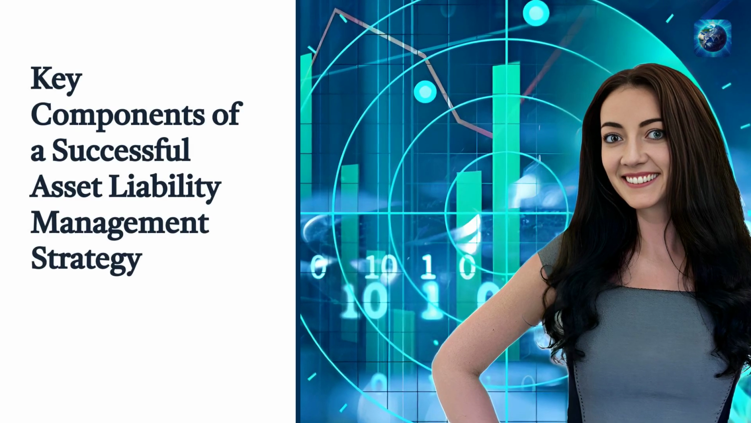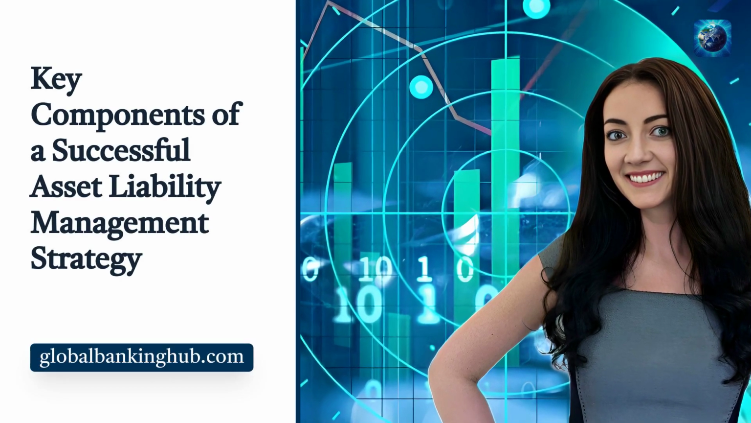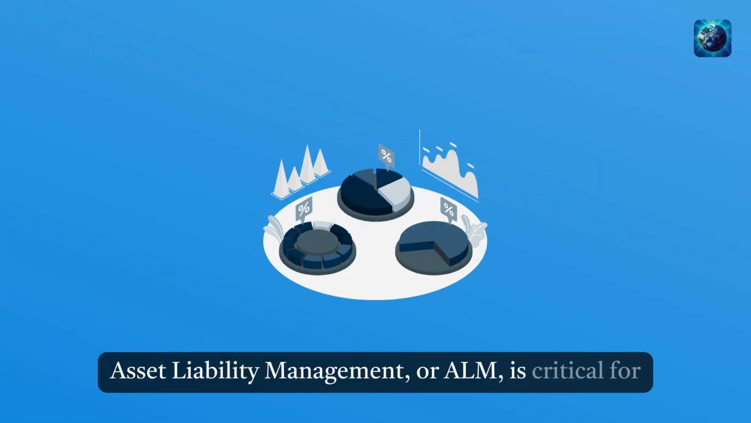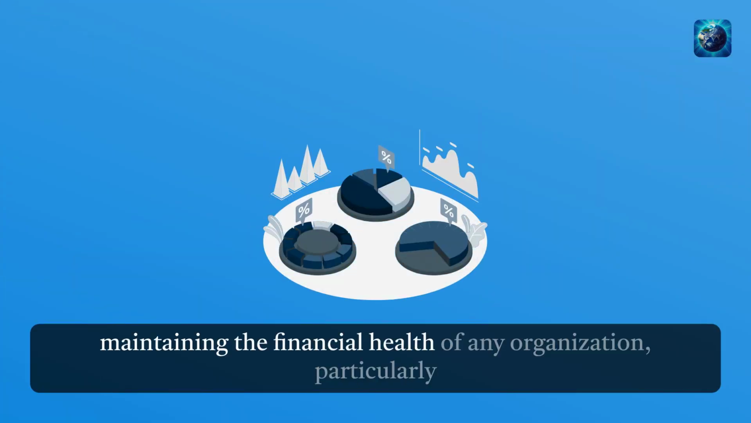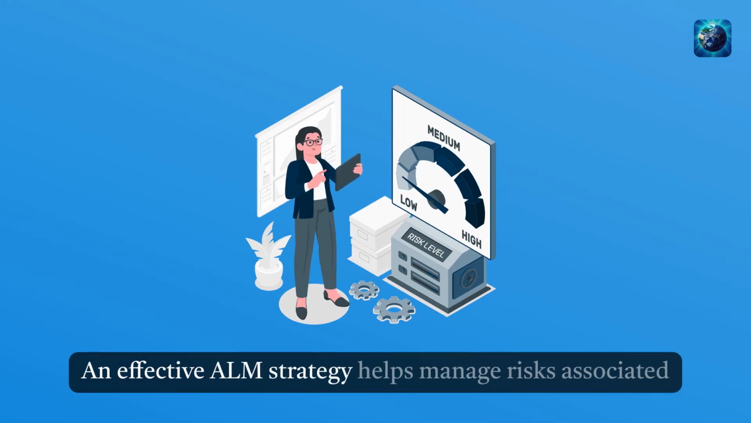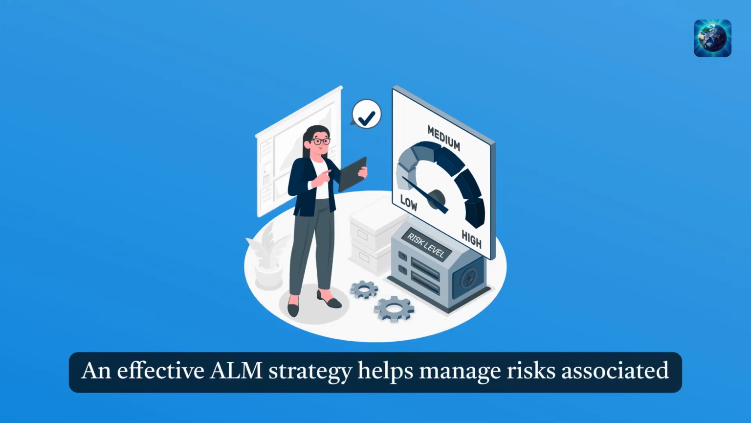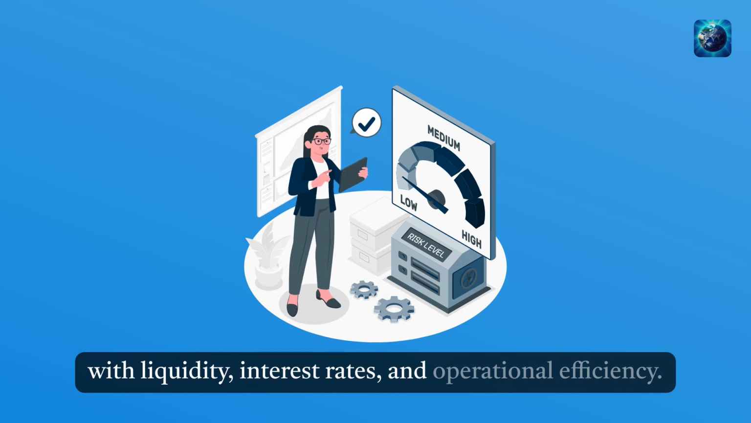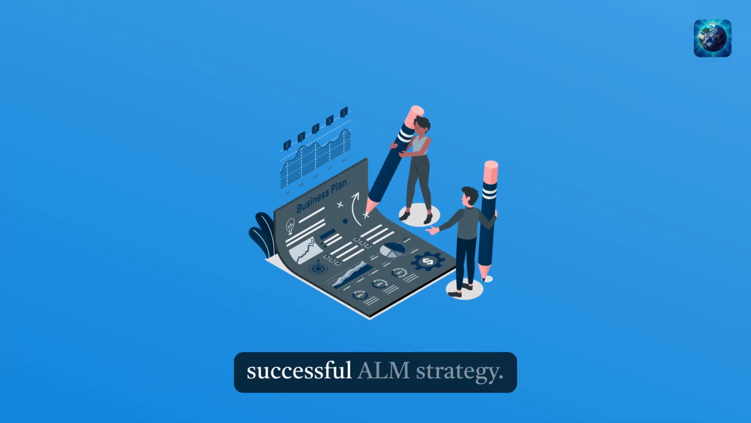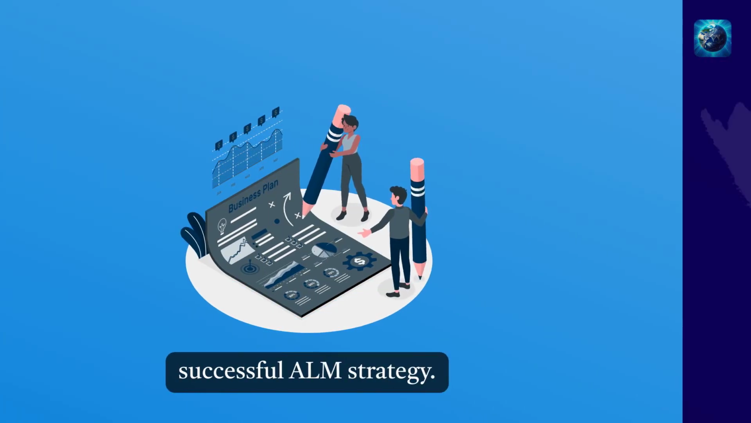Key components of a successful asset liability management strategy. Asset liability management, or ALM, is critical for maintaining the financial health of any organization, particularly in the banking and financial sectors. An effective ALM strategy helps manage risks associated with liquidity, interest rates, and operational efficiency. Here are the key components that make a successful ALM strategy.